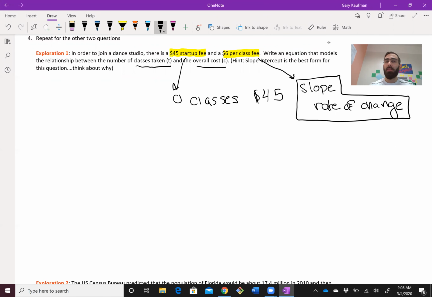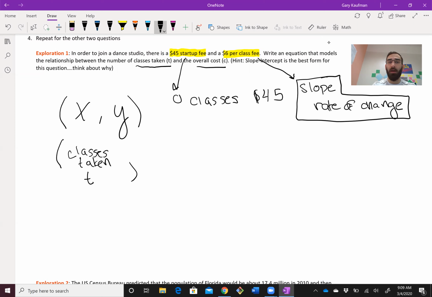Now, we have to think to ourselves, which one's the independent, which one's the dependent? So here's a strategy that I always do. I start by writing a basic ordered pair, x comma y, my general case. And I think to myself, which one represents the x? In this case, it's the classes taken. So T, comma, overall cost, C. I cannot tell you how useful this one little strategy is. Write the ordered pair with the information dealing with the situation.